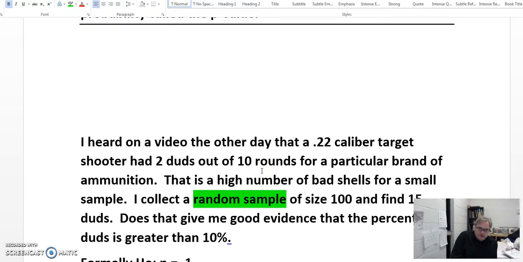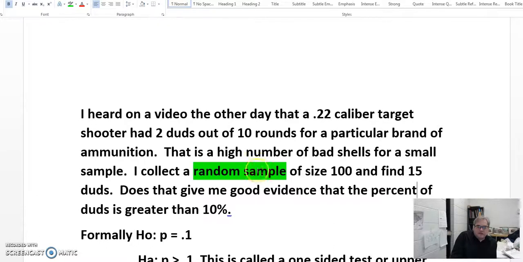So I thought, well, if I was going to do a quick little statistical study of this, I'd probably select a bigger sample. In this case, I'm going to hypothetically grab 100 rounds, and I test fire them all. And if I find 15 were duds, in other words, they didn't fire, does that give me good evidence that the percent of duds is greater than 10%? Now, again, I'm just making some of these numbers up. This is hypothetical. If a company is manufacturing ammunition and 10% or more is bad, they're not going to be in business very long. But I'm trying to give you an idea.